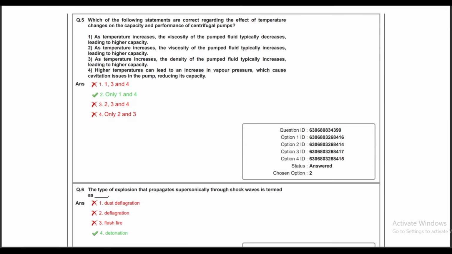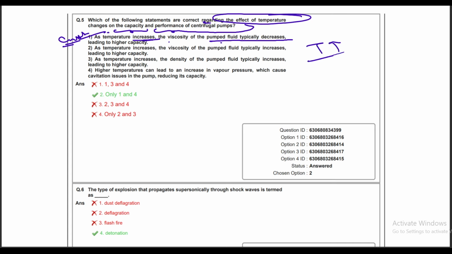In the next question, which of the following statements are correct regarding the effect of temperature changes on the capacity and performance of centrifugal pumps? First is, as temperature increases, viscosity of pumped fluid typically decreases, leading to higher capacity. So first statement is correct actually. This is correct statement because with increase in temperature viscosity will decrease, meaning fluid flows more easily through the pump and potentially increasing the pump's capacity. In the case of second, as temperature increases, viscosity of pump typically increases. This is opposite of first statement, that is wrong, and this statement is incorrect.